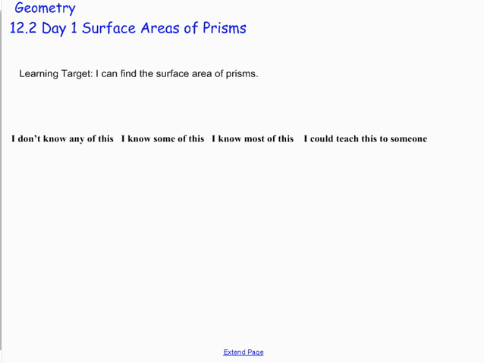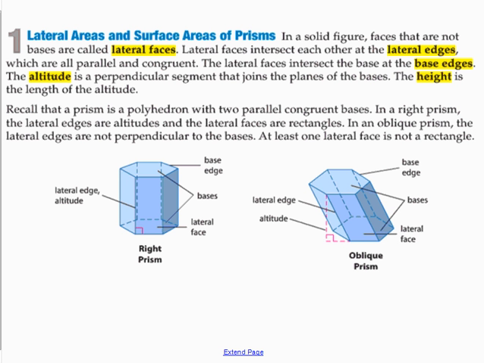So today is the first day of learning the surface area of prisms. Like we did in the first day of the cylinders, it's going to be similar. What we're going to do is use the lateral surface area, and then add the bases. So again, the lateral area is going to be the perimeter of that shape times the height. That's the lateral.